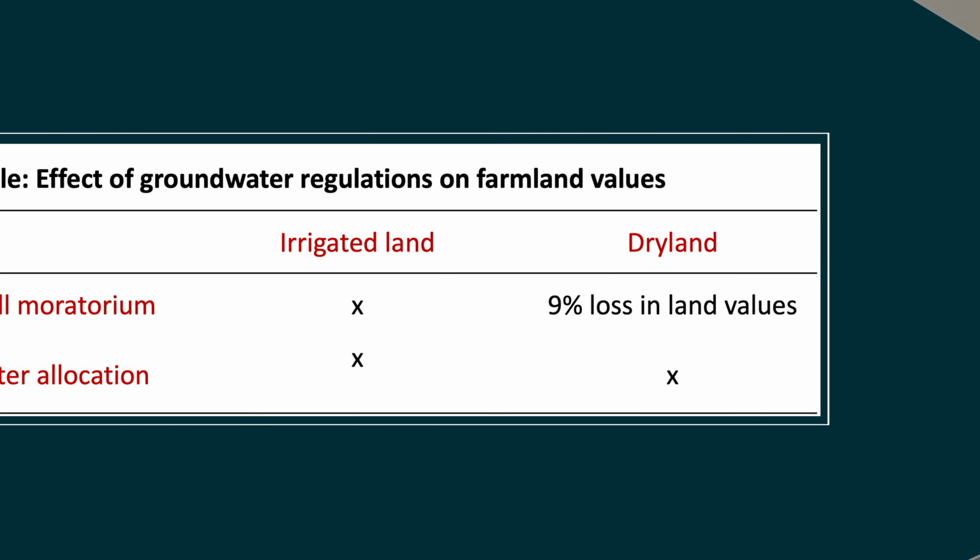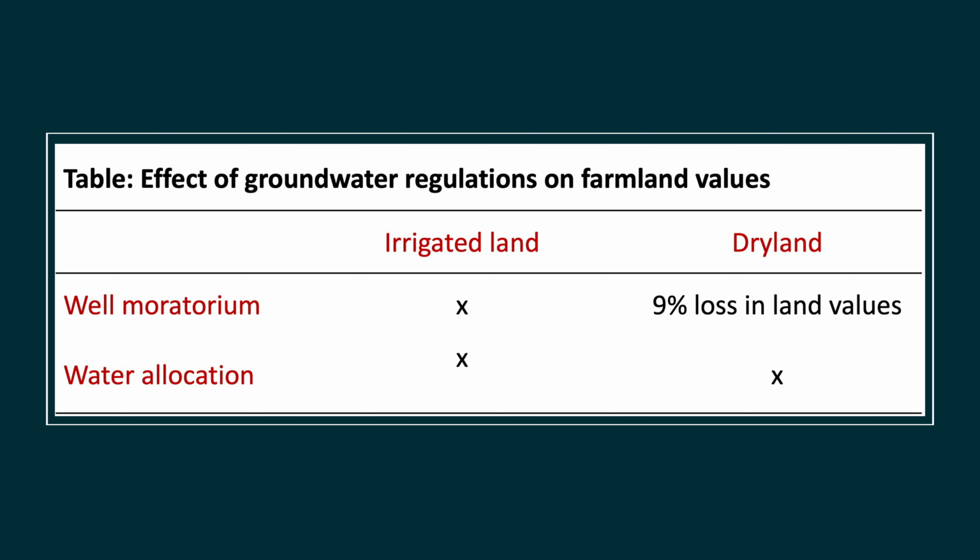Our results show that dryland farms, that is farms which had never been developed for irrigation, faced a 9% loss in land value following a well moratorium. This is expected because these farmlands lose the potential for future development into irrigation and lose the future stream of income that could be obtained from developing the land into more productive irrigated agriculture. We also observe a slight shift in cropping patterns from water-intensive crops such as soybeans to dryland crops such as winter wheat in these areas which are affected by well moratorium. No changes were observed in irrigated parcels following either of the regulations. We also don't find any change in land values following water allocations.